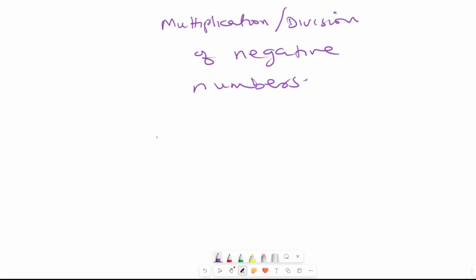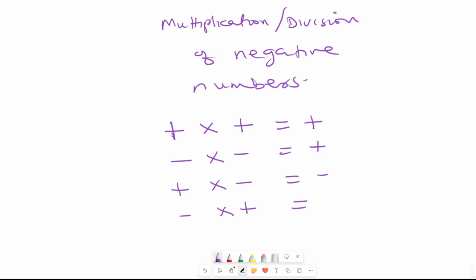So this is simple. I'll keep it simple. Positive times positive is equal to positive. Negative times negative is equal to positive. Positive times negative is equal to negative. Negative times positive is equal to negative.